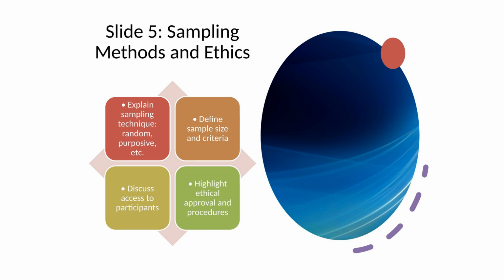Importantly, cover ethics in detail: informed consent, confidentiality, and data protection. State if you obtained ethical approval from a university committee or an external review board. Describe how participants were informed about the study's aim and how they could withdraw at any time. This assures the reader of the research's integrity. Including ethics shows you're aware of academic responsibilities and enhances the trustworthiness of your dissertation. It's not just about ticking boxes, it strengthens your study's credibility.